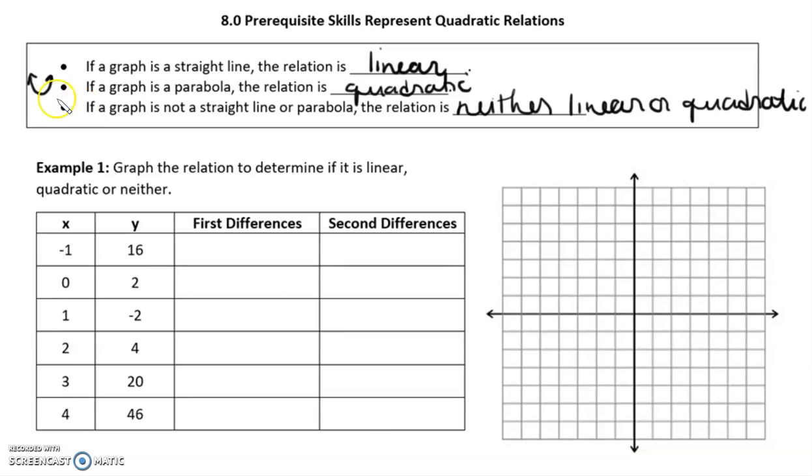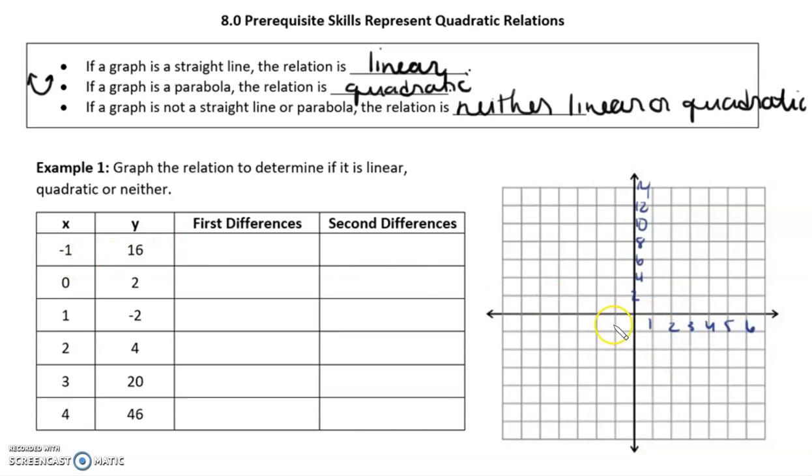Okay, so number one, graph the relation to determine if it's linear, quadratic, or neither. Okay, then we're also going to fill in the first and second differences. Okay, so I'm going to go up this axis by 2. So 2, 4, 6, 8, 10, 12, 14. Okay, and then I'm going to go up this axis just by 1. So 1, 2, 3, 4, 5, 6.